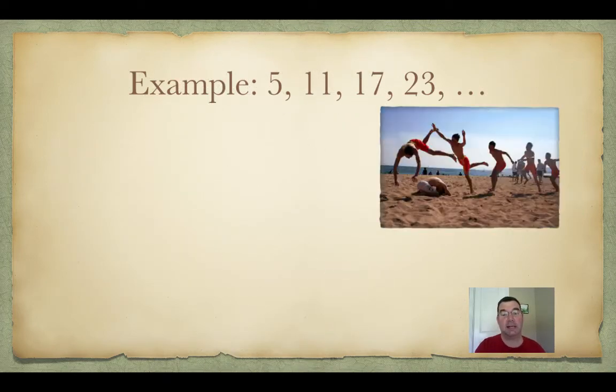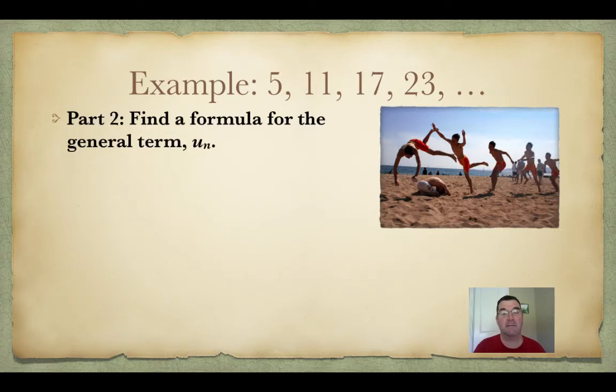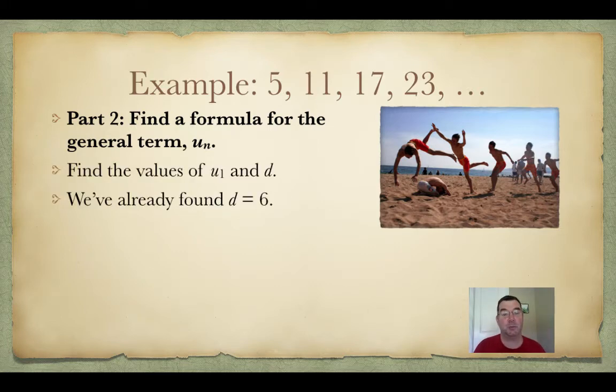All right, so the second question I could ask is, find a formula for the general term Un. And to do that, I need to know 2 things. I need to know what the first term is, and I'll call that U1, and I need to know what the common difference is, and I call that D. So I'm going to find those values. We already know that D is 6 because I already checked that. And I can just look and see that the first term is 5. So U1 is going to equal 5.